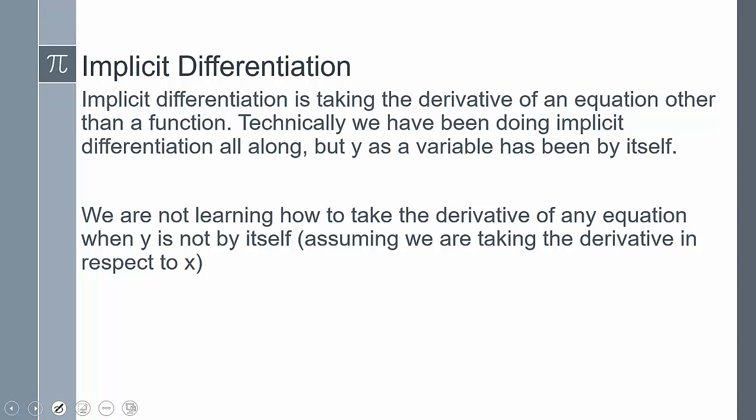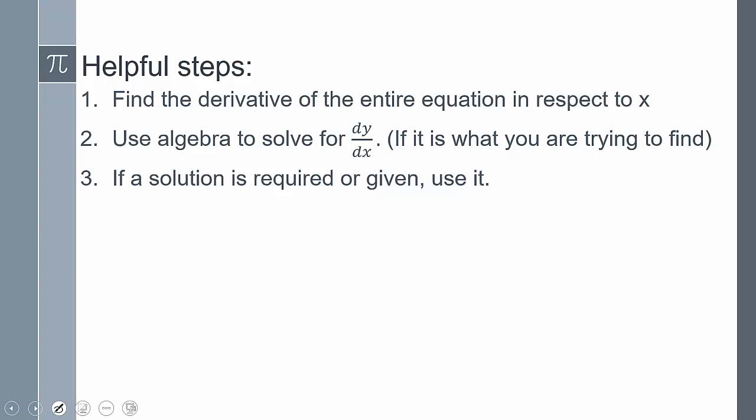We're going to also be using the concept of that differential that we used in the previous lesson for us to be able to do this. So here are a few helpful steps. First, we want to find the derivative of the entire equation in respect to x, because that's typically what it's going to ask us. We're going to use algebra to solve for dy over dx, because it's what it's going to ask for. And then if a solution is required or given, we're going to use it.